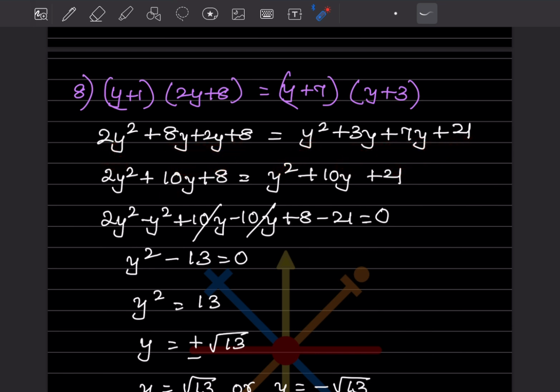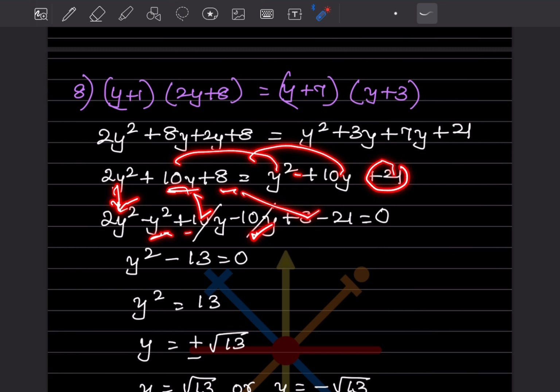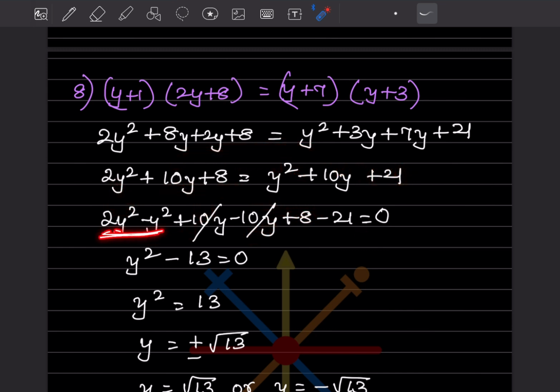So now what will you do? You will bring the terms from the right to the left. So plus 2y square, and this will be here, meaning minus y square. This as it is. If you take it here, that will be minus 10y plus 8 as it is. If you take this plus 21 on this side, that is going to be minus 21 is equal to 0. So 2y square minus y square, this is 1, so that is going to be y square. This and this get cancelled. Minus 21 plus 8, that is going to be minus 13 is equal to 0.